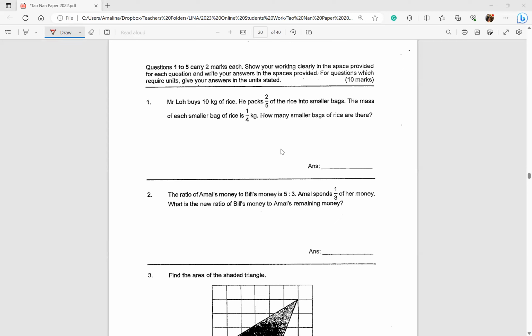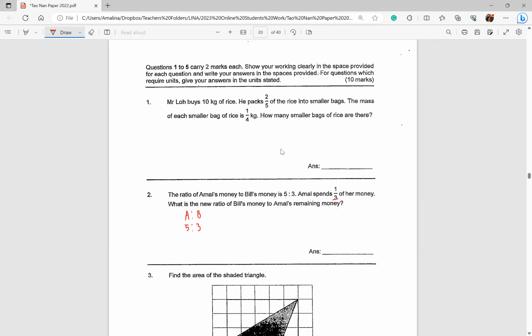Okay, so let's record down first the ratio for Amal to Bill. So A:B, my ratio is given as 5:3. But because Amal spends 1/3, it's a bit hard to find 1/3 of 5 units. So we will try to find a common multiple of 5 and 3, such that when you multiply 1/3 by that units, you get a very nice number.